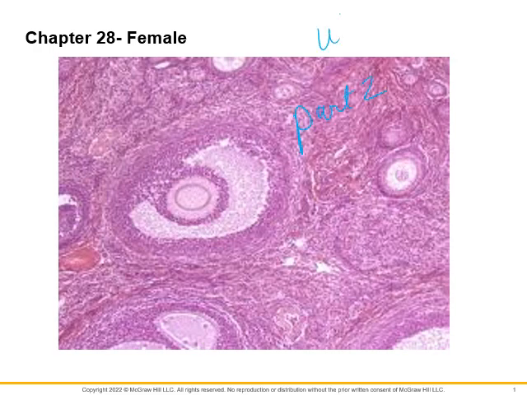We are going to talk about the uterine cycle and finish up this chapter on reproduction.